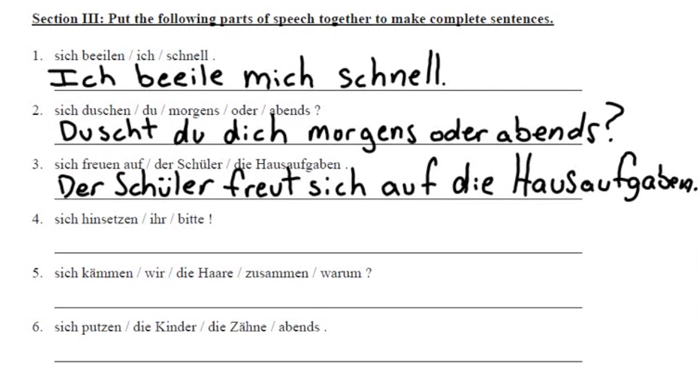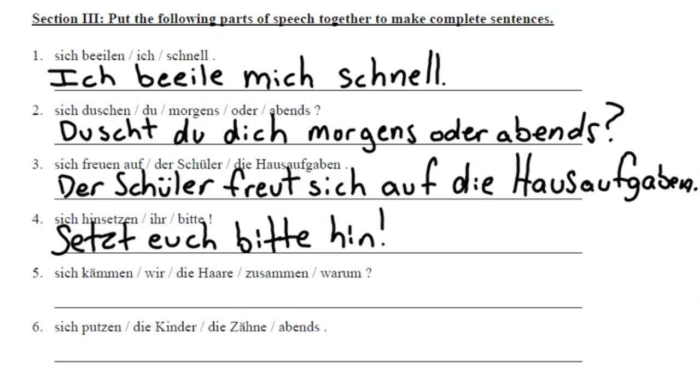The next one is a command, and this one trips a lot of people up because you don't realize what it is that you need to reflect if you don't have the subject in the sentence. Our subject here is ihr, which is one of those that drops out of the sentence in a command. So here we have setzt. Normally we would have ihr directly after that if we were going to ask a question of, are you sitting yourself down? But instead we take out the subject and just say setzt. Then we have to have our reflexive, euch. Now we can do this one of 2 ways. Bitte, hin, or we can say hin, comma, bitte. I like it this way, so we'll just leave it.